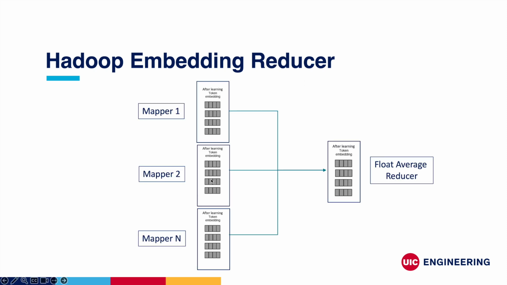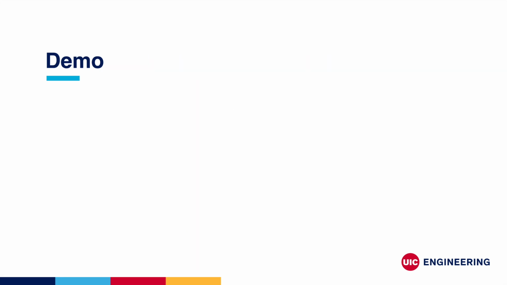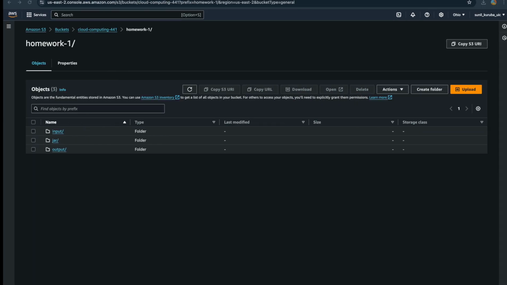So what does the reducer do? It accumulates all the mapper results. Each mapper output is a list of token embeddings which are fed into a reducer. The reducer will average out these vector embeddings. Let's dive into a demo on AWS.